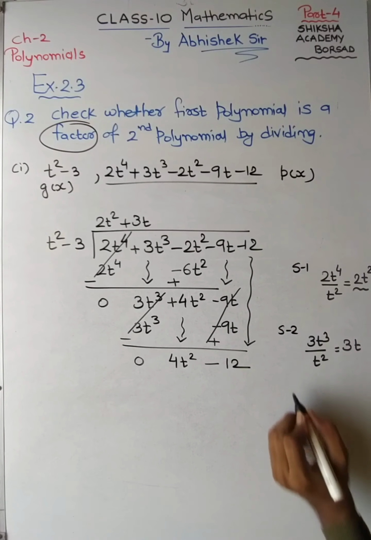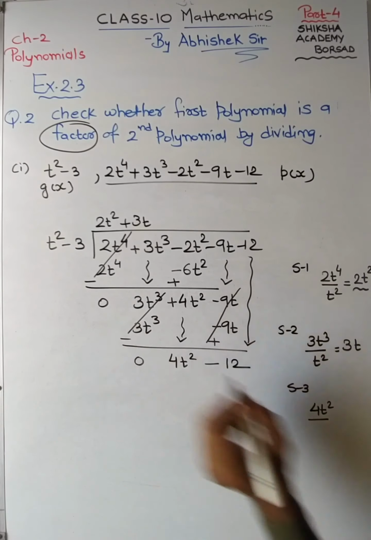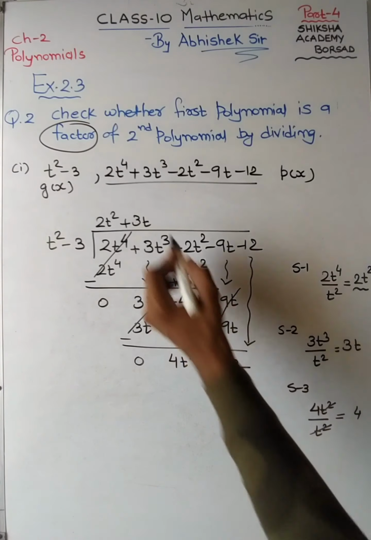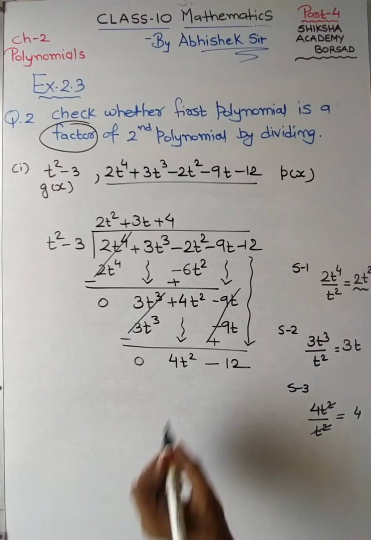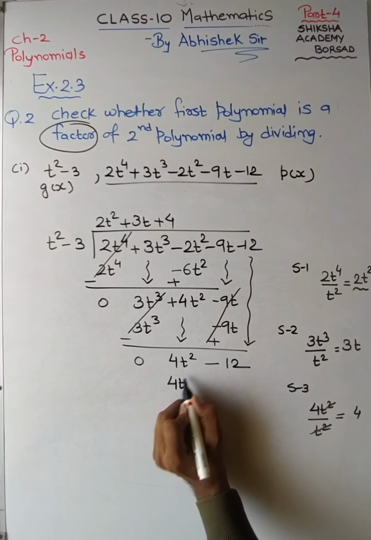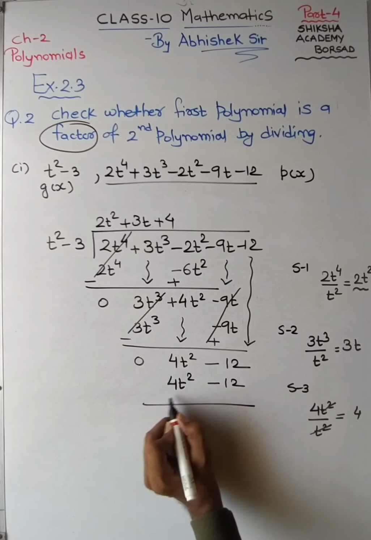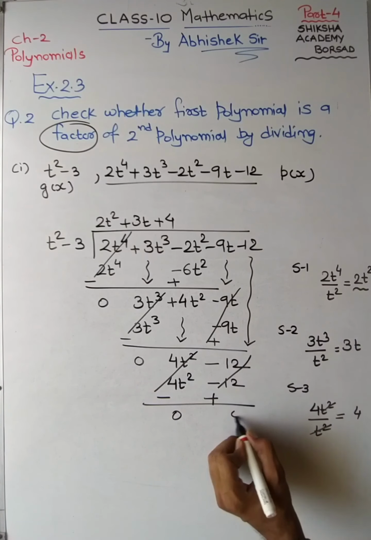Clear? Step number 3. 4t square upon t square will give 4. So 4 is to be written over here. Check the sign properly. We don't have any problem of negative terms. So 4 into t square, 4t square, minus 3 into 4 is minus 12. Leave space, change the sign, cancel wherever it is possible.